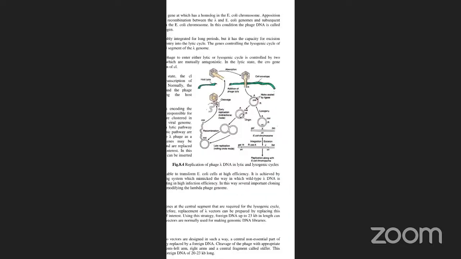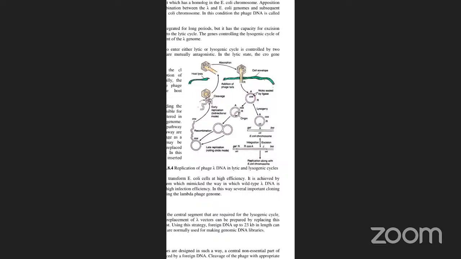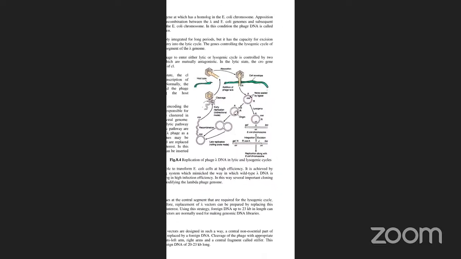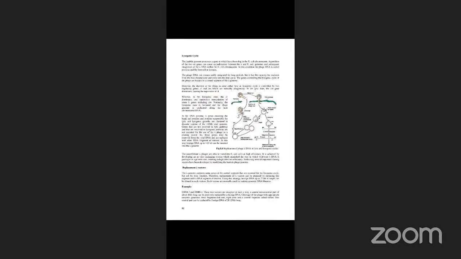Here, in that pathway, you can show the lytic and lysogenic cycles; both are there. Then you can just give the examples of these viral vectors, that is bacteriophage, plasmids or vectors.